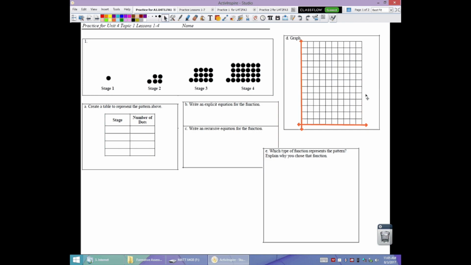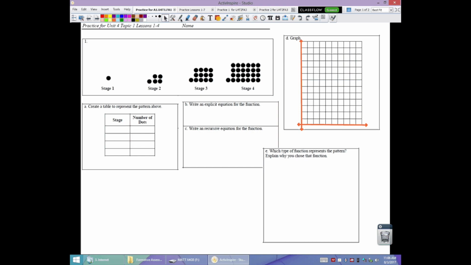We're practicing for the first assessment in Unit 4, Topic 1. So this will cover lessons 1 through 4. The front side of your paper here, which I've rearranged the boxes, so yes, yours looks slightly different, but we're given a pattern of dots, stages 1 through 4. We are going to count up the dots, put it into a table, analyze that to see what type of function it is, and then make explicit and recursive equations. Also, we need to provide a graph.